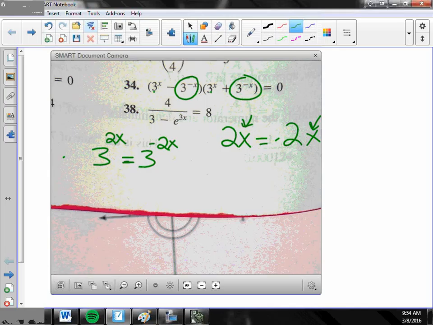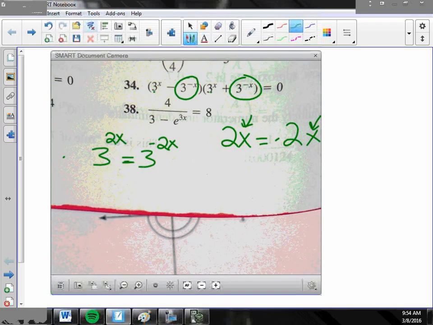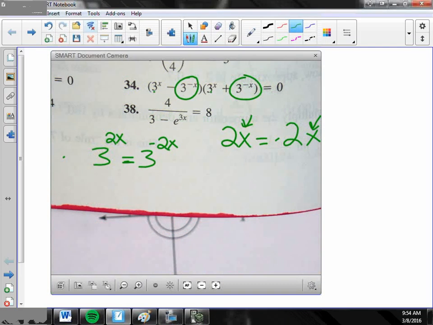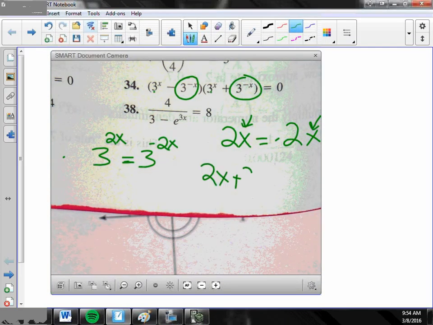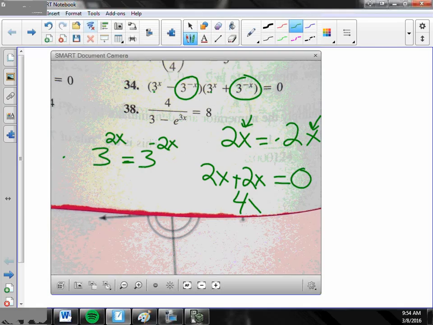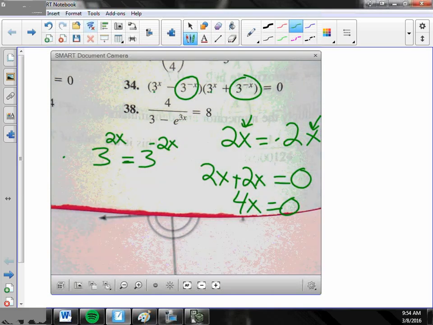No? Well, don't forget your rules of algebra. We're going to add 2x to the other side. 2x plus 2x equals 0. 4x equals 0. The only answer for that would be 0.